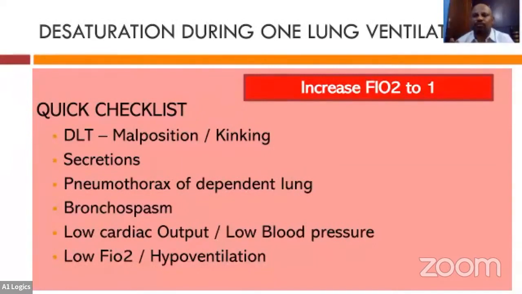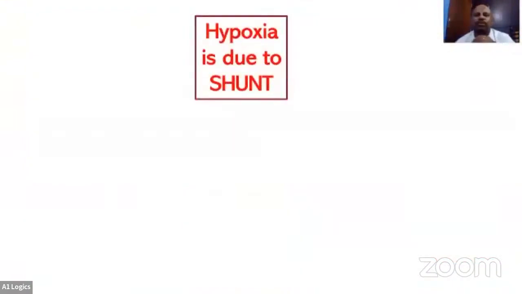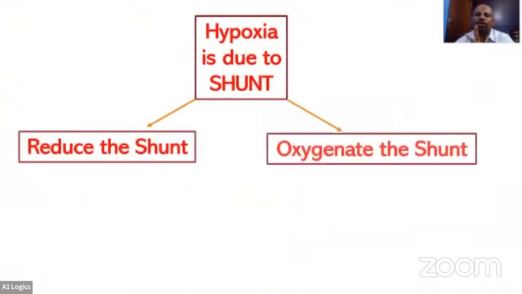So after giving FiO2 of 1, you have to go for a checklist of all the mechanical factors that can produce a hypoxia. If all this is not there in spite of FiO2 1, it means that this hypoxia is due to shunt. If it is due to shunt, the next thing you will do is, there are two things which you can do. One is you can reduce the shunt, or you can oxygenate the shunt.